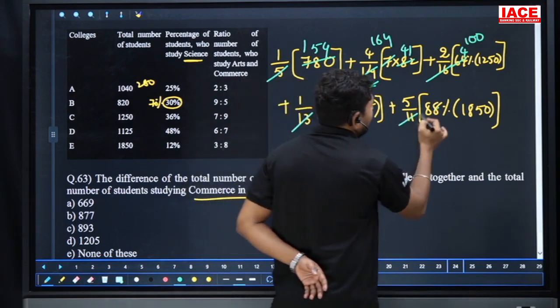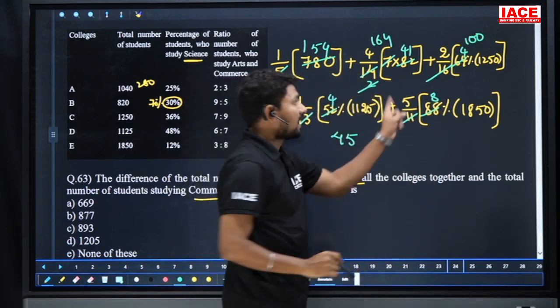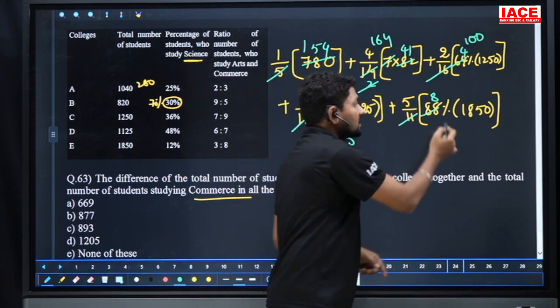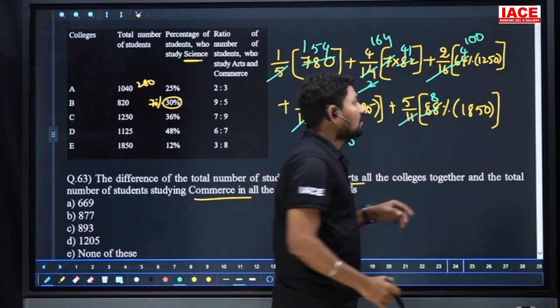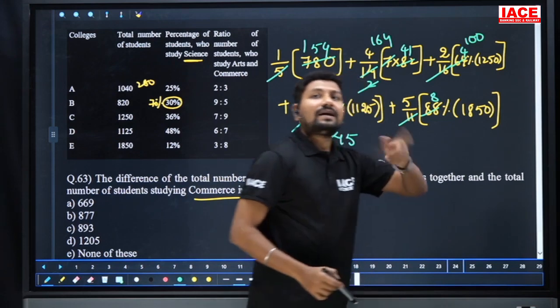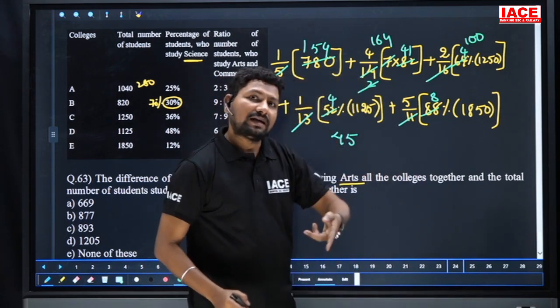And next 11 how many times? 8 times. 8 fives are 40. Percentage-wise 2 zeros cancel. 4 into 185 we can multiply. 4 into 185 means 185 double. 185 double value 370. 370 double value 740.